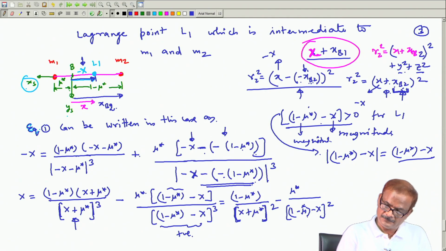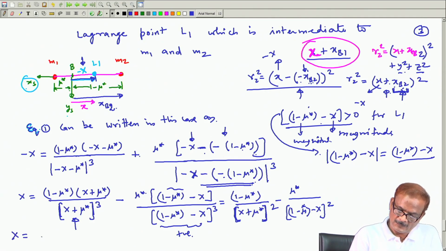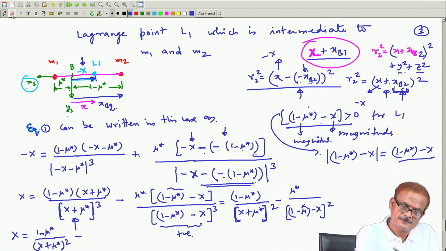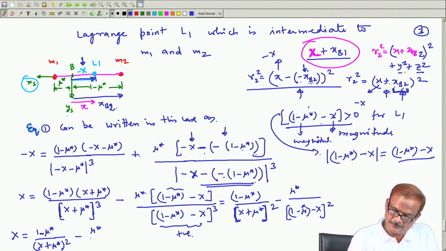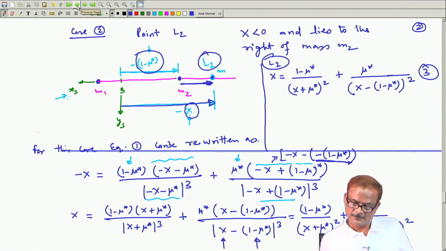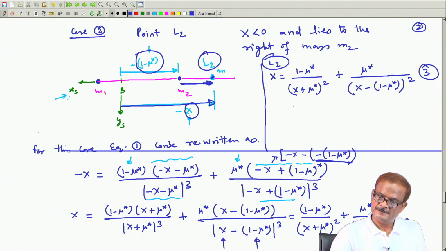Therefore, to finally conclude, x we get as 1 minus mu star divided by x plus mu star whole square minus x square, and this is our equation number 3.